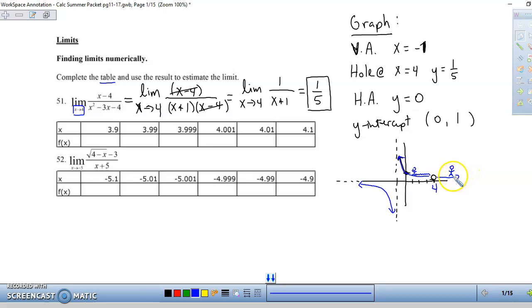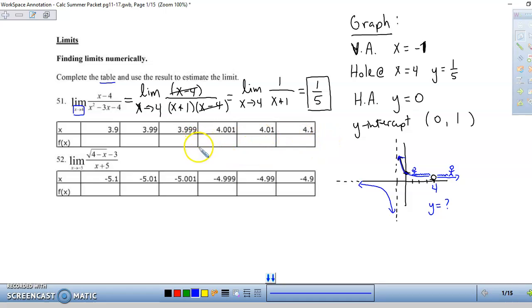So I'm on the hiking trail on the other side of x equals 4. I am hiking and approaching x equals 4. And the question is, what is that y value as I'm approaching from either side of x equals 4? So that's the basic idea of the limit. And so that's what this table is supposed to tell you.